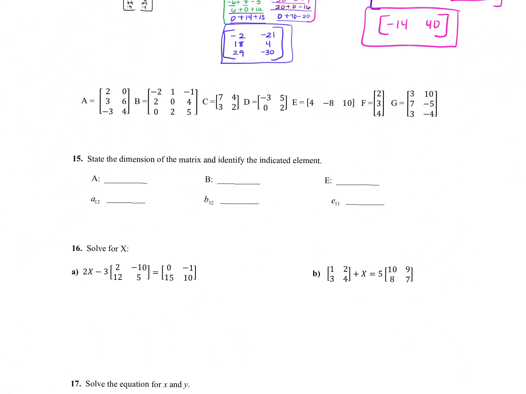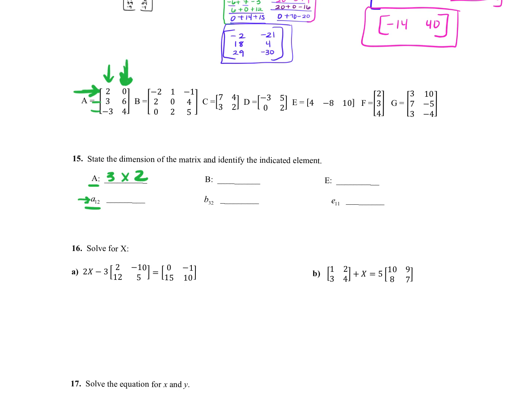Okay, last little bit here. So the state the dimensions, okay? Matrix A is a 3 by 2, rows by columns. And then A 1,2, that means in matrix A, the first row, the second column. So first row, second column. So that's where you want them to meet up.